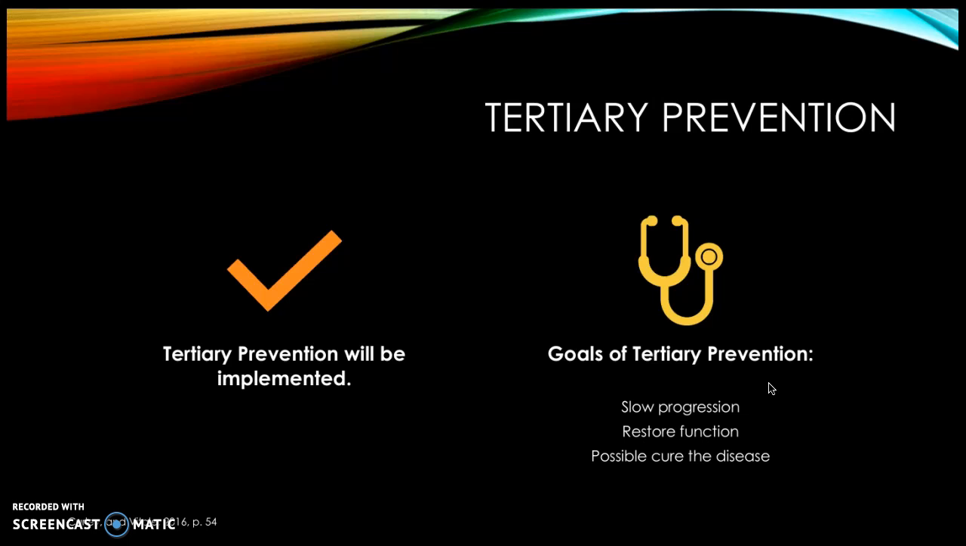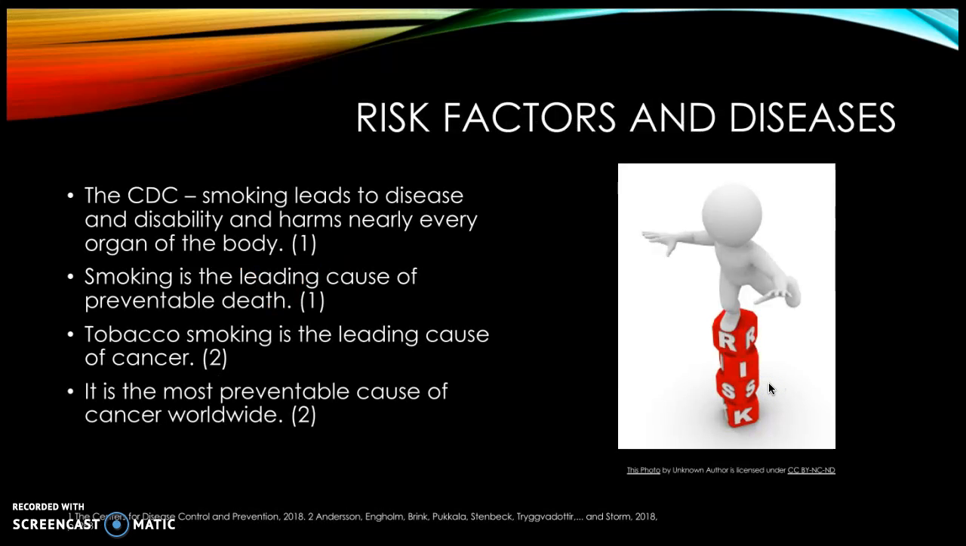The Center for Disease Control and Prevention notes that smoking is the leading cause of disease and disability. It also harms almost every organ in the body. They also note that it is the leading cause of preventable death. One article study notes that tobacco smoking is the leading cause of cancer, yet it is the most preventable cause of cancer in the entire world.